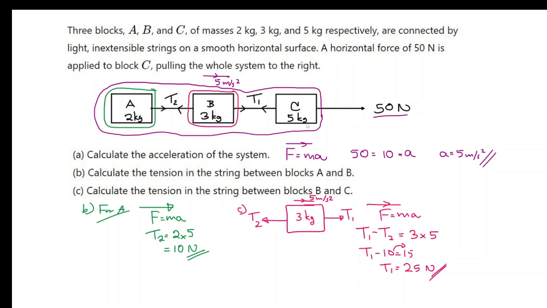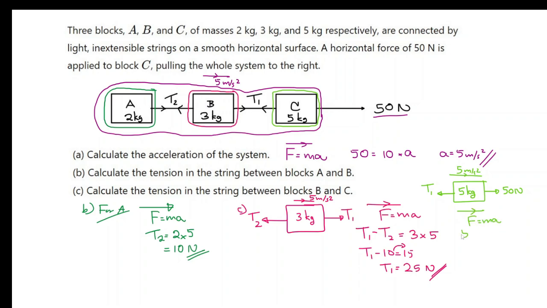But I mentioned earlier that you can actually use mass C and do the same. So let me show you how it is done. Now, let's consider mass C here. Like that. See, I'm separating the object. Now, if I think about mass C, which is 5 kilograms, there's a force of 50 newtons to the right, and there's a force of T1 to the left, and it's accelerating to the right at 5 meters per second squared. Obviously, 50 is bigger, so I'm going to write F equals ma to the right.